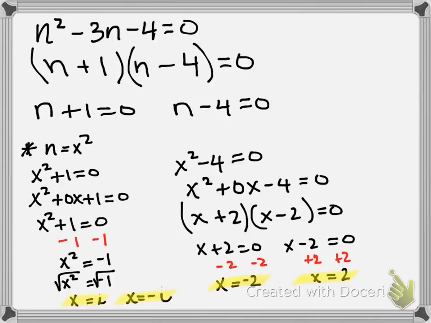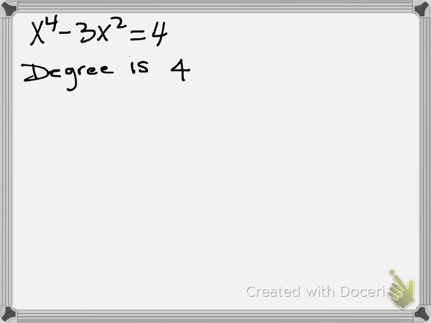Now, pay attention to this. The original equation has a degree. What is the degree of this polynomial? The degree is 4. And how many solutions do we have? We have 4 solutions. Ladies and gentlemen, that is the fundamental theorem of algebra.